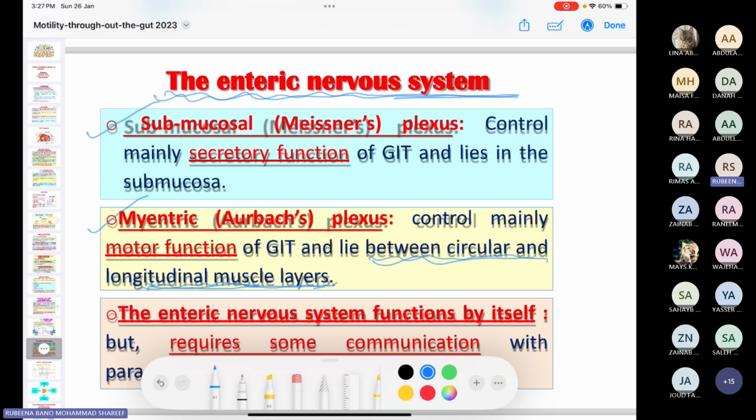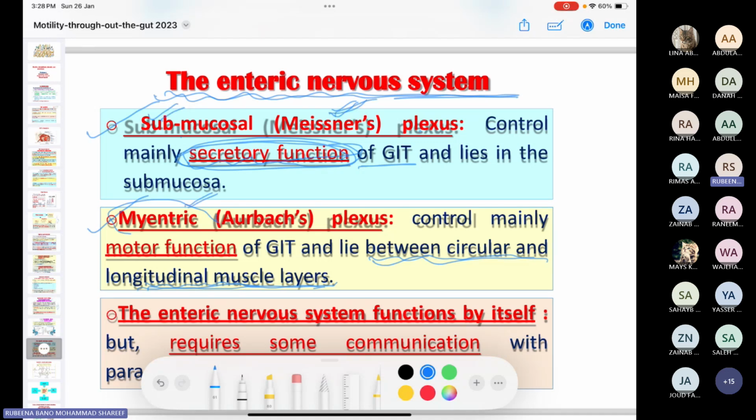So it is the secretory function of the GI tract. It is responsible for GI secretion, whatever is there, gas, juices or glands, they secrete. Okay, so this is responsible for secretory function. On the other hand, the myenteric plexus, you are supposed to remember both the names. In the exam, they can use any of these. So the submucosal plexus is also called Meissner's plexus.